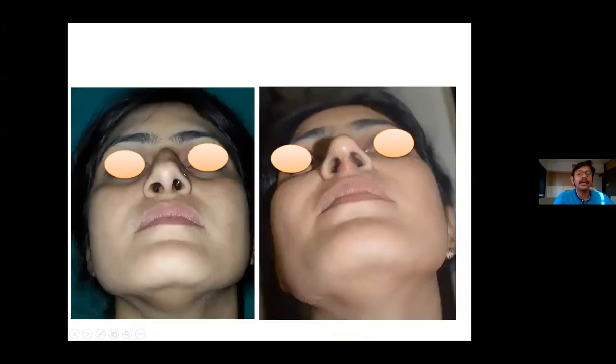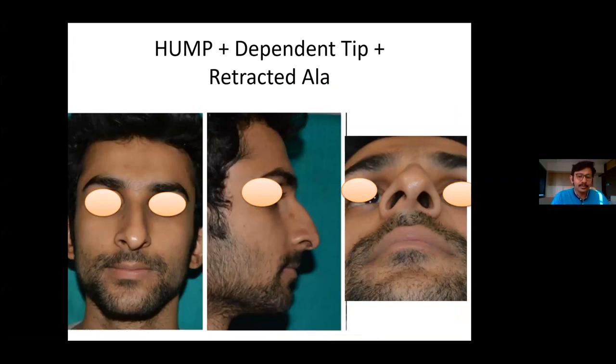And this gentleman comes with breathing difficulty, hump nose, and a little bit of crooked nose deformity. He also was an aspiring model, so he wanted a good improvement in the shape of the nose. So as you can see here on the front view, he had a mild deviation to the left side, a broad tip, and a hanging columella. On the lateral view, you can see a good amount of hump.